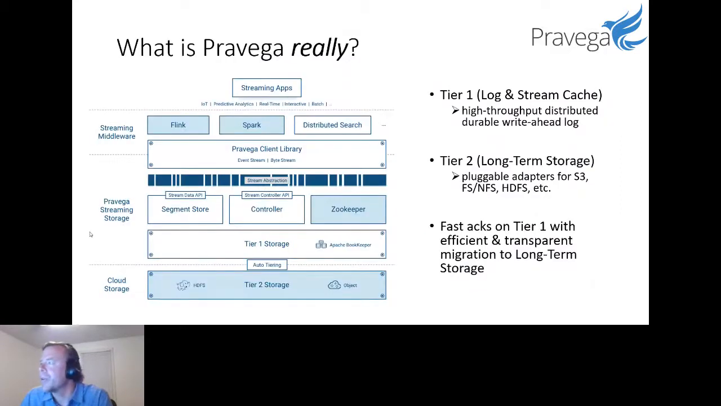So what is Pravega really? Well, it's a tier 1 storage. It's a log and a streaming cache. This is a high throughput distributed write-ahead log for durable writes, and then there's a tier 2 for long-term storage. This is pluggable adapters for S3, file system, HDFS, etc. So what Pravega provides you is fast acknowledgements on tier 1 with efficient and transparent migration to long-term storage.